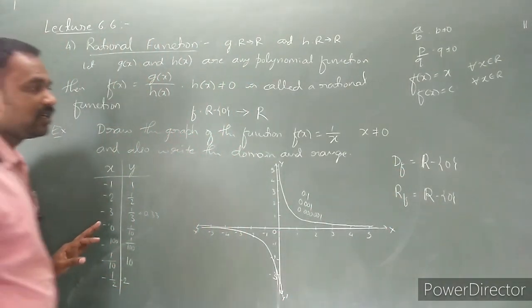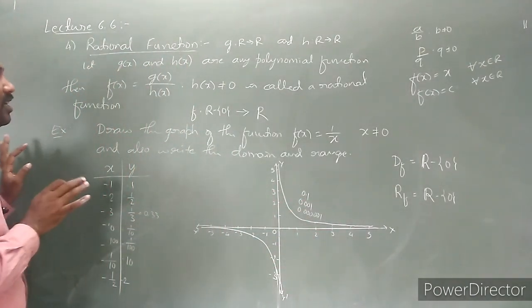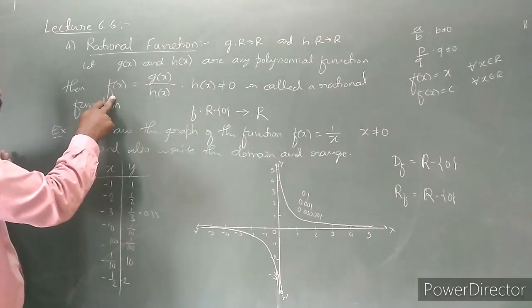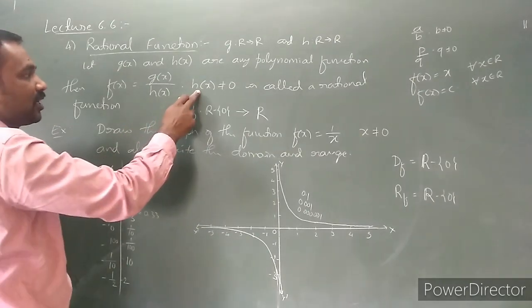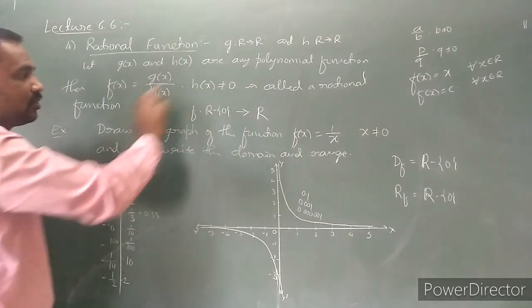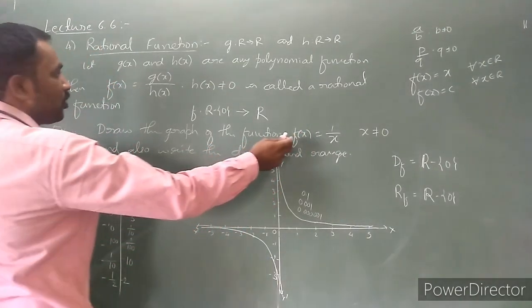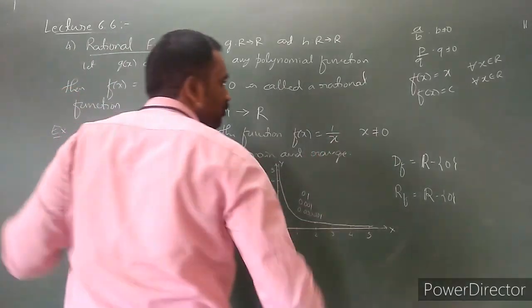This is the domain and the range of the rational function. Rational function is clear: g and h are polynomial functions. Then f is said to be a rational function if f of x is g of x divided by h of x, provided that h of x is not equal to 0. Here f of x is a rational function, and these are polynomial functions.